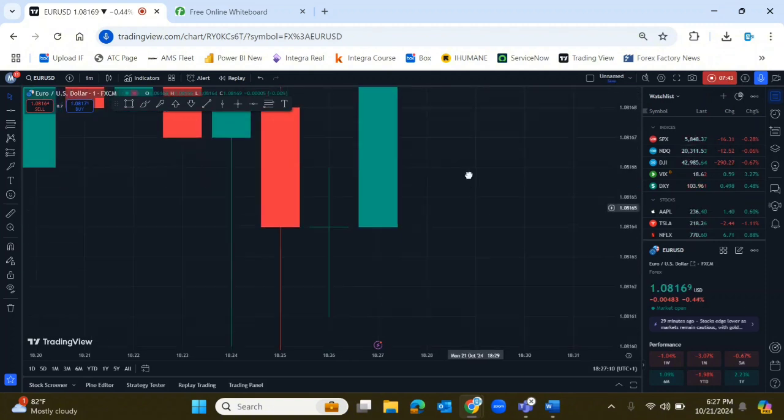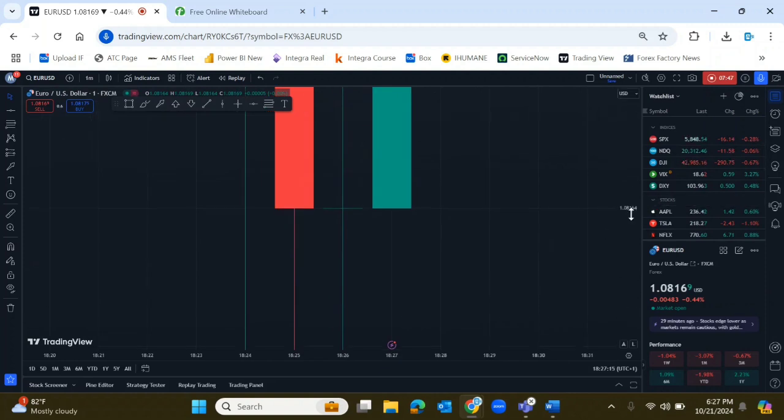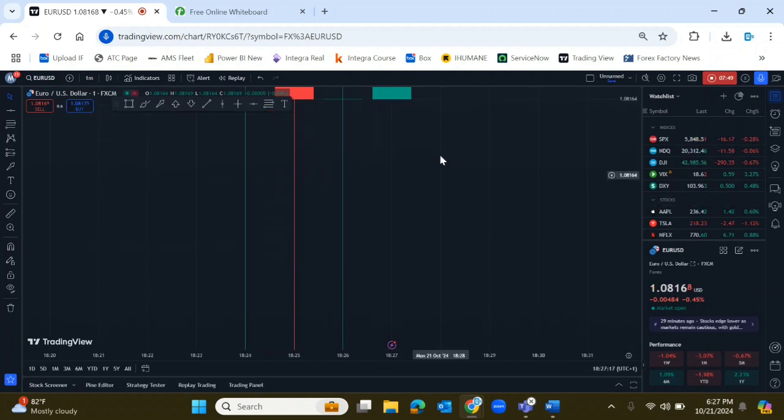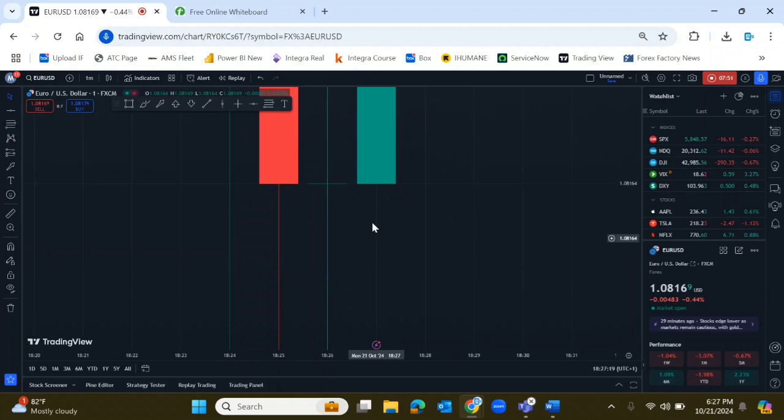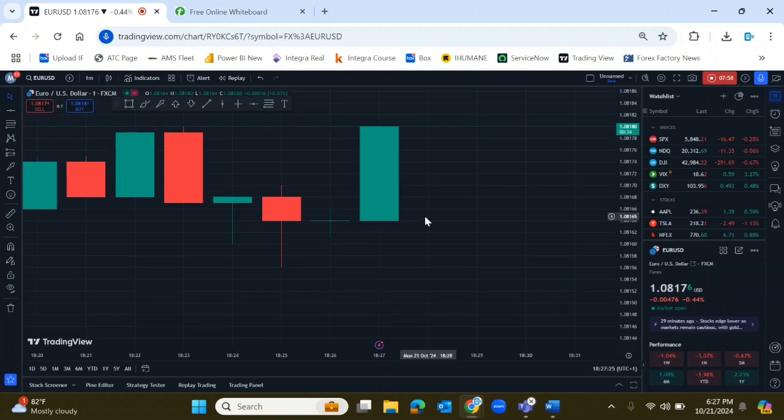Now let me expand it so that you will see what I'm talking about. So look at it here. This is the wick that is forming. Now this one, when the time was up, it closed and then opened another candle.